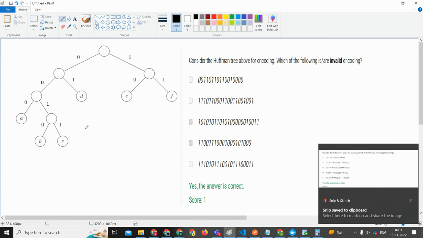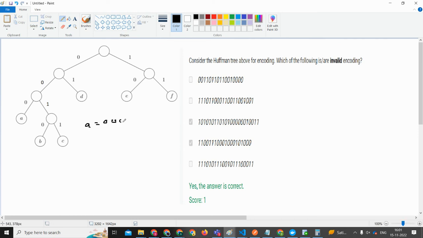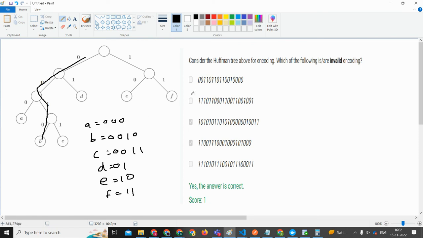Same thing. Whatever we have, you just write it. A equals 0 0 0, and B equals 0 0 1 0. I'm just doing like 0 0 1 and 0. Okay, and C is going to be 0 0 1 1. D is going to be 0 1. E is going to be 1 0, and F is going to be 1 1. Right. So that's just like how we used to do. So double zero we don't have, double zero 1 1 I have. Okay, I split like this.